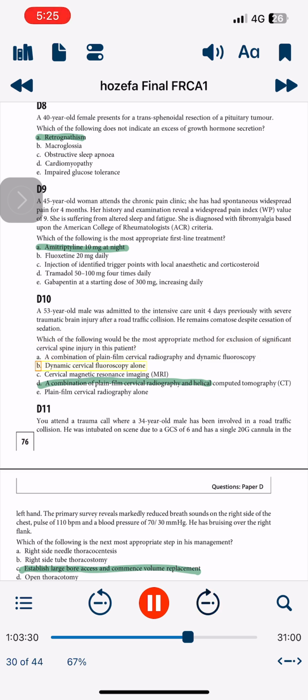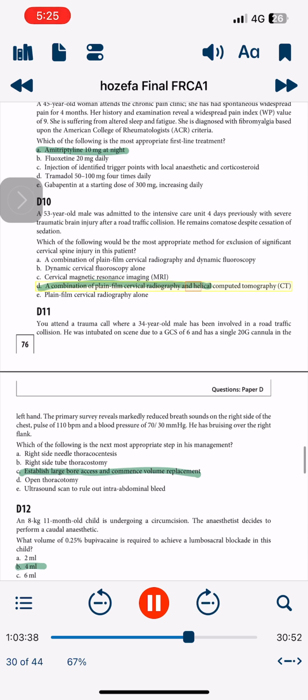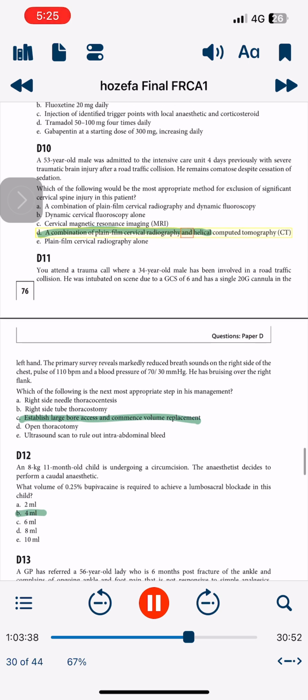A. D. A combination of plain film cervical radiography and helical computed tomography.